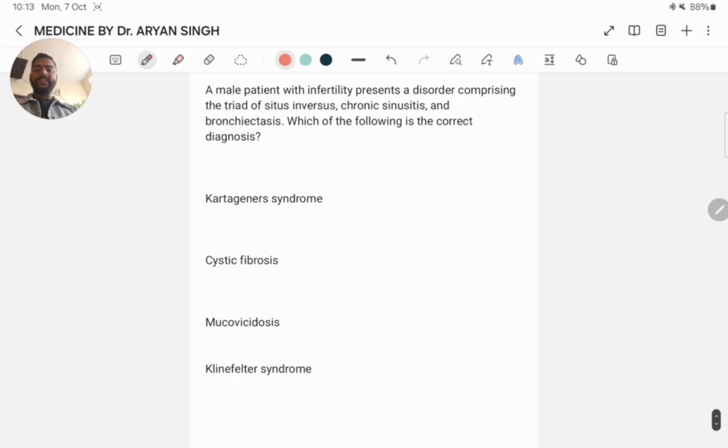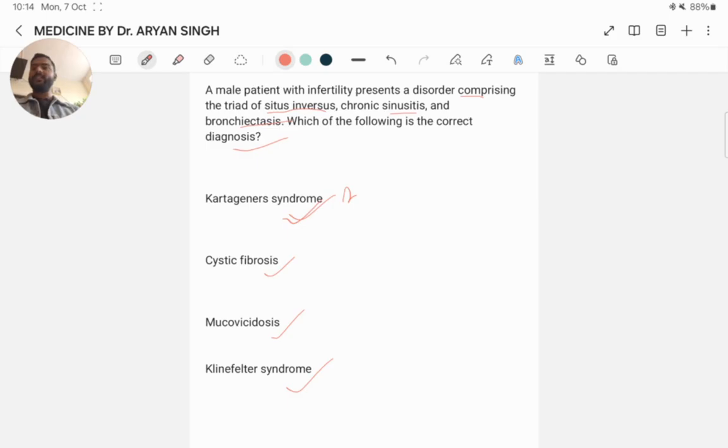Next question. A male patient with infertility presents with a disorder comprising the triad of situs inversus, chronic sinusitis, and bronchiectasis. Which of the following is the correct diagnosis? Kartagener syndrome, cystic fibrosis, mucopolysaccharidosis, or Klinefelter syndrome. The answer is Kartagener syndrome, a rare ciliary motility disorder mainly affecting the cilia in the respiratory tract and fallopian tube. It is an autosomal recessive disorder due to a defect in the dynein protein.